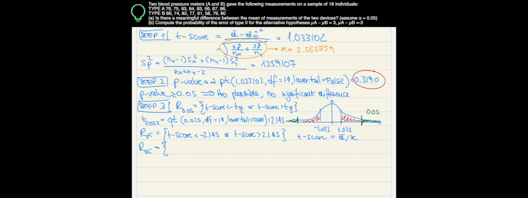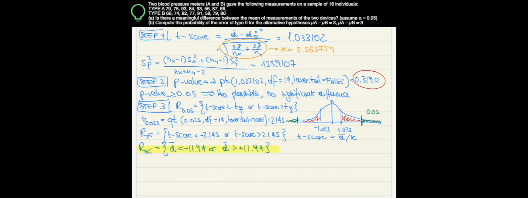So if we express the critical region in terms of d bar, we reject, so we are in the rejection region, if d bar is lower than minus 11.94 or d bar is greater than minus 11.9 plus 11.94. Great. So this is our critical region.